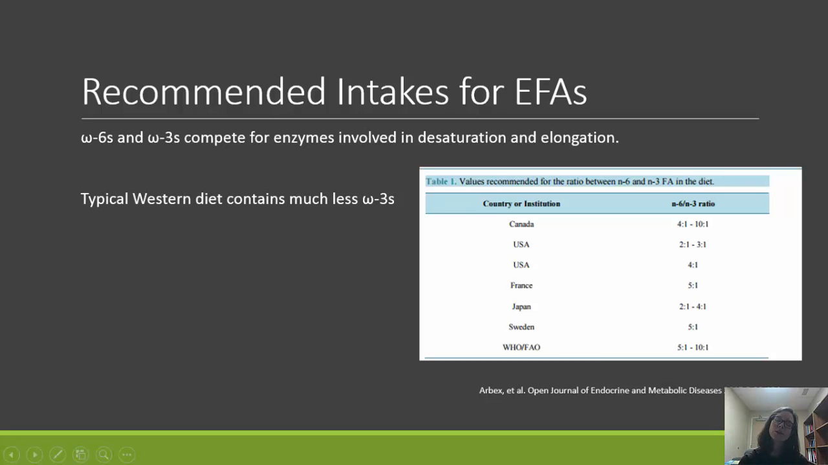And if you think back to those other tables where we were looking at what our adequate intake was, for females, it was 12 grams a day of omega-6s and 1.1 grams a day of omega-3s. So even our recommendations for the general population are really off of what we see the ratios should be for positive health benefits.